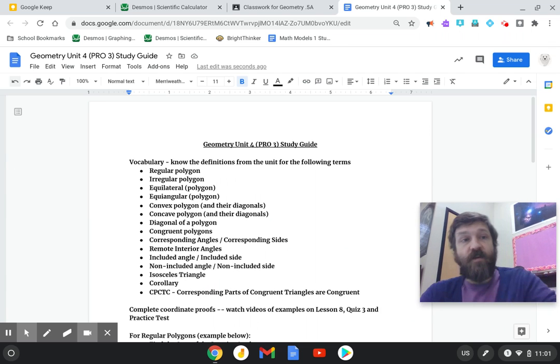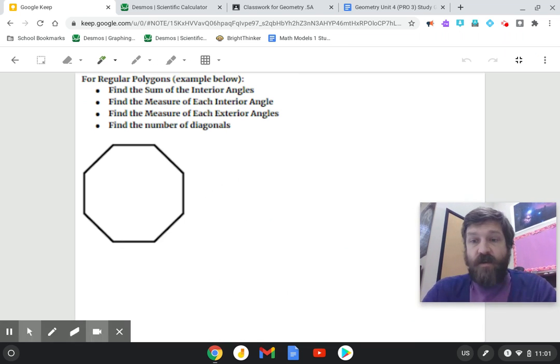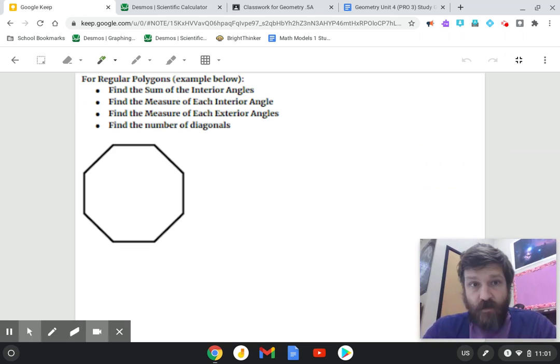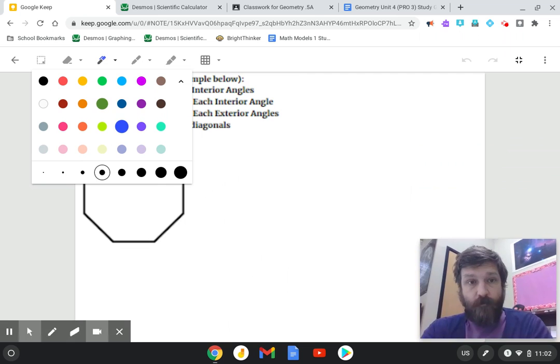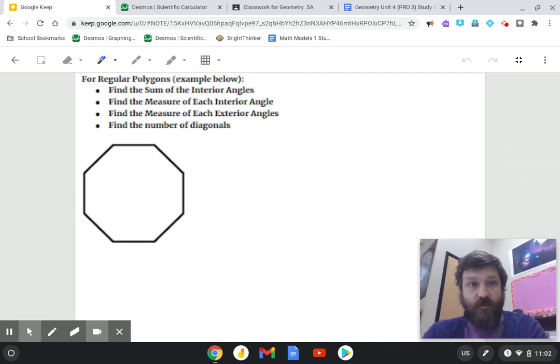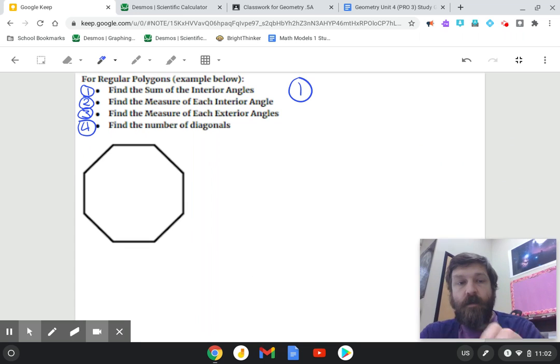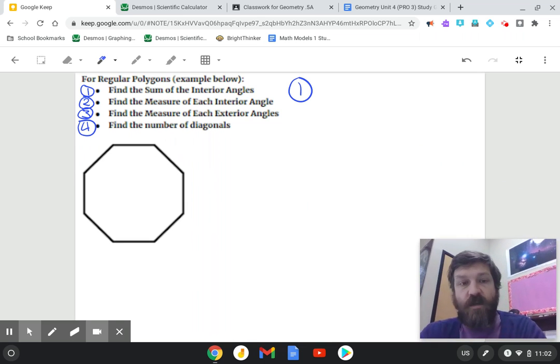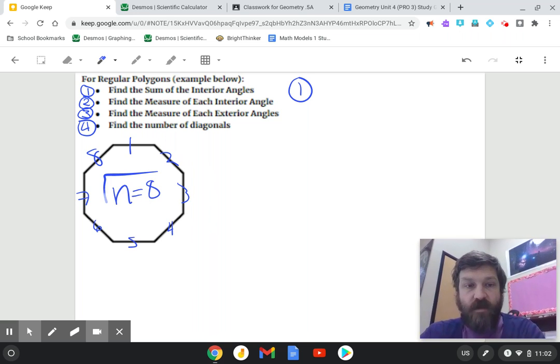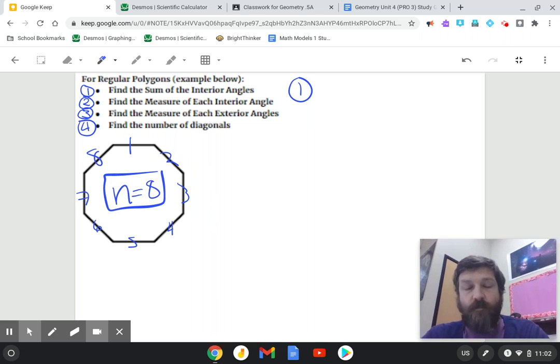And then the one thing you actually have to do in terms of math is calculate the values of these different things to do with polygons. So I'm going to work through this. We'll do each of these. We'll call this number 1, number 2, number 3, number 4. All right. So for the first one, find the sum of the interior angles. First thing you need to know is what is the n value. In other words, how many sides are there in this figure? 1, 2, 3, 4, 5, 6, 7, 8. There are 8 sides. So I'm going to use n equals 8.